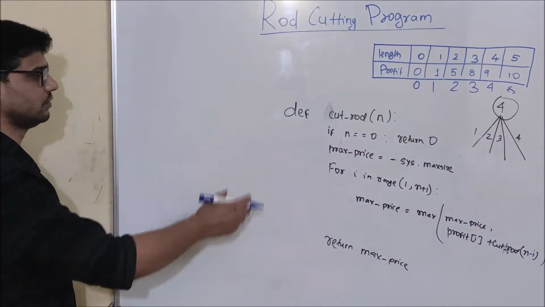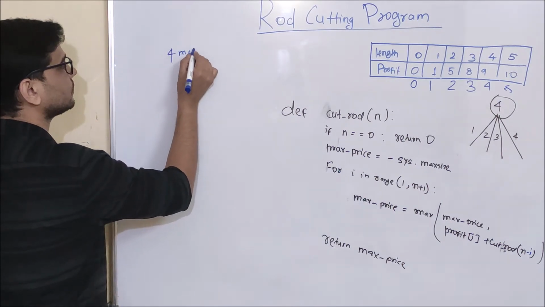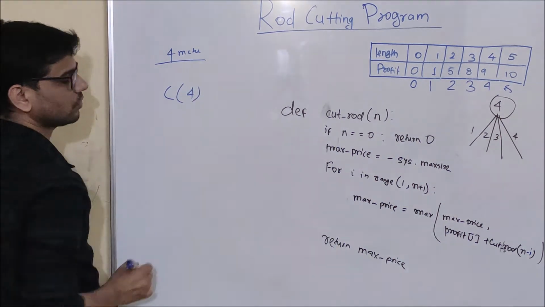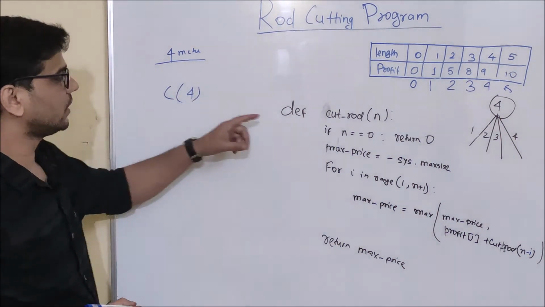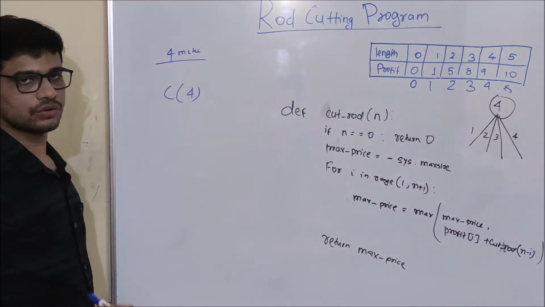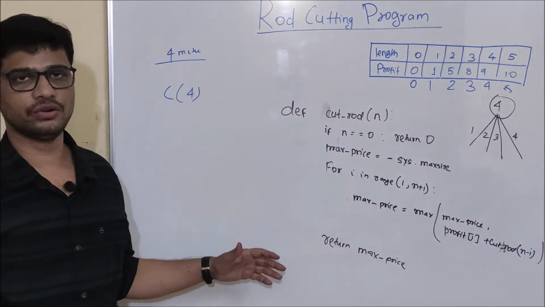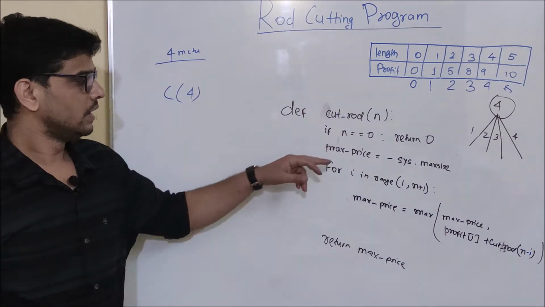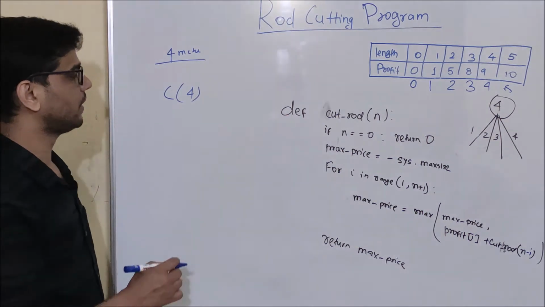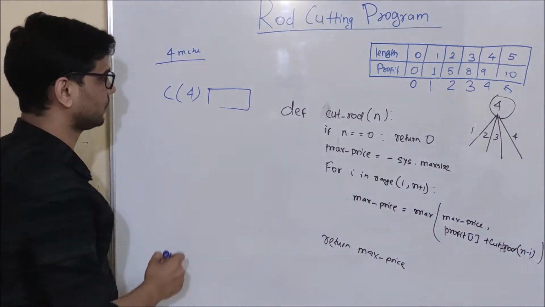Now let's see how this code is going to execute. Let's take an example of a rod of length 4 meters. I will make a function call to cut rod of 4, and I am replacing cut rod with C for easy tracing. When I make the function call to cut rod of 4, it will check whether n is equal to 0 or not. As n is equal to 4, this if check will be false. And what is going to happen after that? I will initialize a max price variable for this particular function only. Remember this thing.